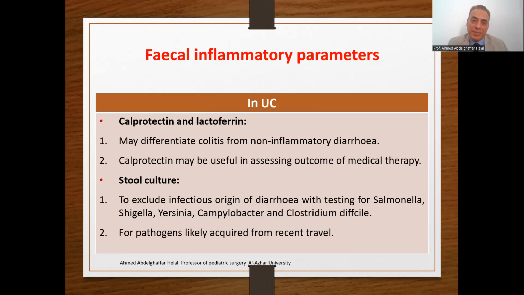Fecal inflammatory parameters are useful, called calprotectin and lactoferrin in ulcerative colitis, and may help to differentiate colitis from non-inflammatory diarrhea. Calprotectin also may be used to follow the response to medical treatment. Stool culture is done to exclude infectious causes of the diarrhea and for some other pathogens.